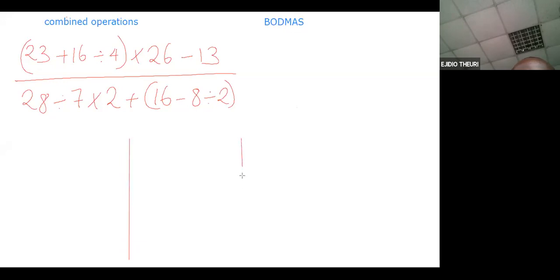So we should have a denominator and numerator there. So we work out the numerator here. So 16.